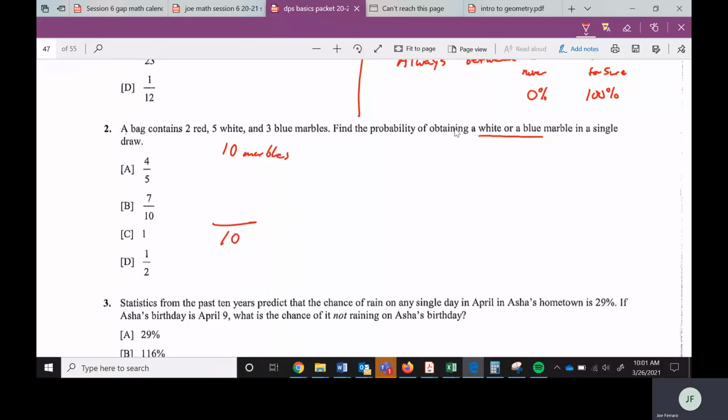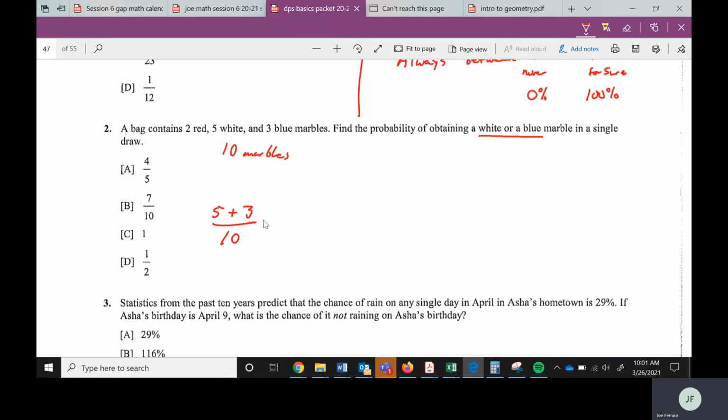Now, the probability of obtaining a white or a blue means either one of those is favorable. It doesn't really matter which I put first, but we have 5 white and we have 3 blue. So let's say you were a winner of a prize if you got a white or a blue.